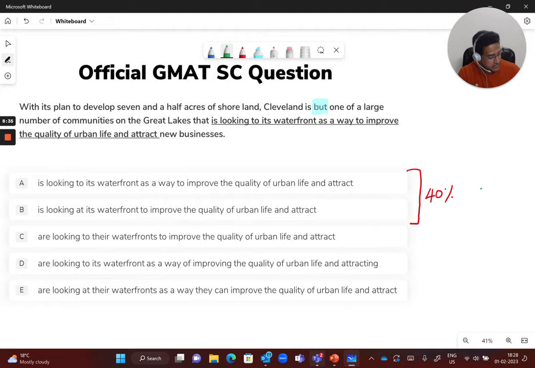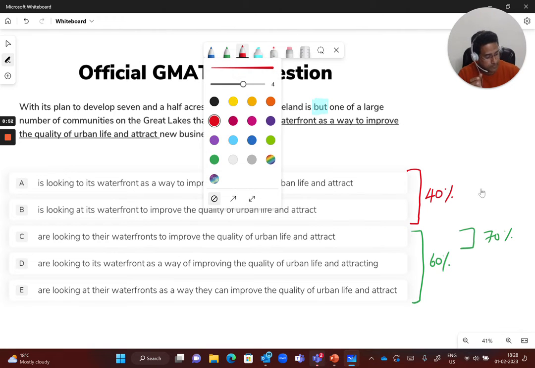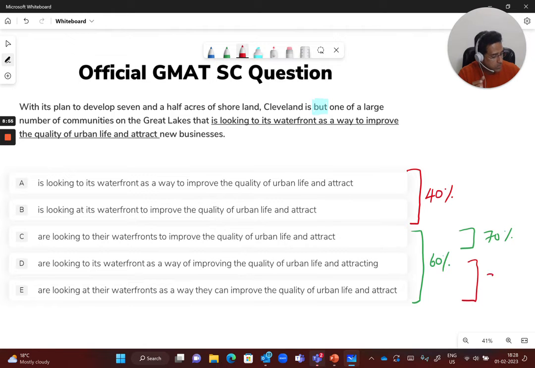And what's even more interesting is that of the remaining 60% who did know the meaning of "but," a whopping 70% went on to mark the correct answer choice C, and only 30% went for D and E. What does that mean? This means that for those people who know all the meanings of "but," this 700 level question gets reduced to a mere 500 or 550 level question only.